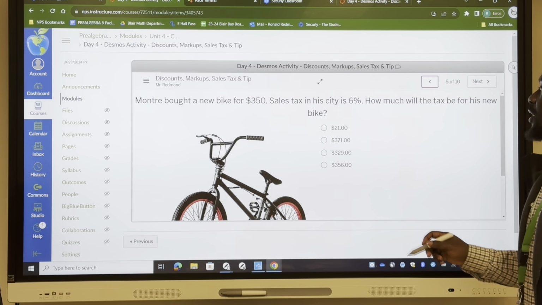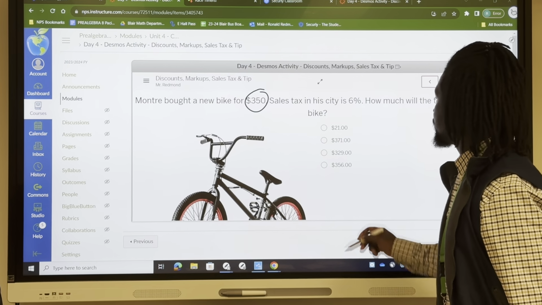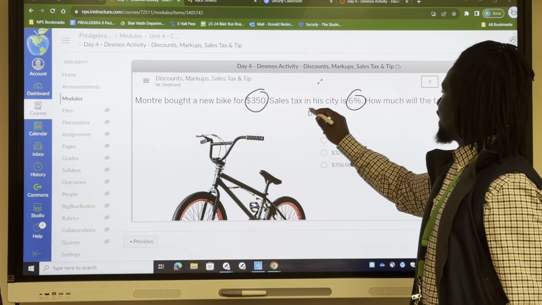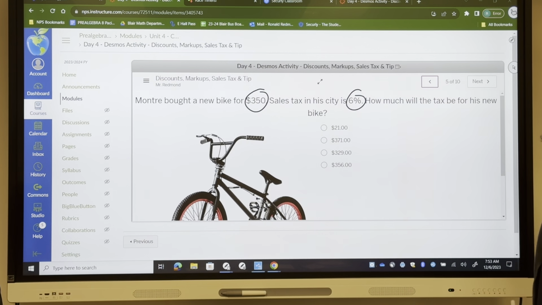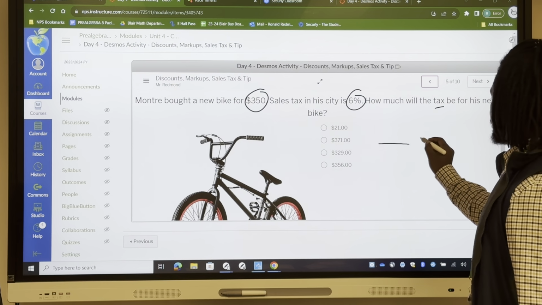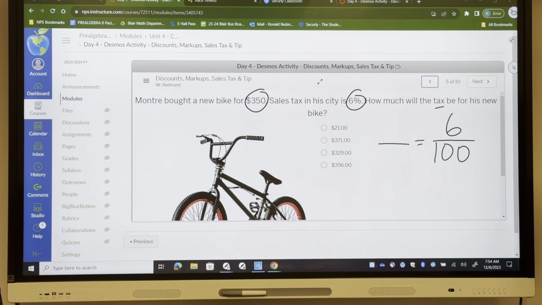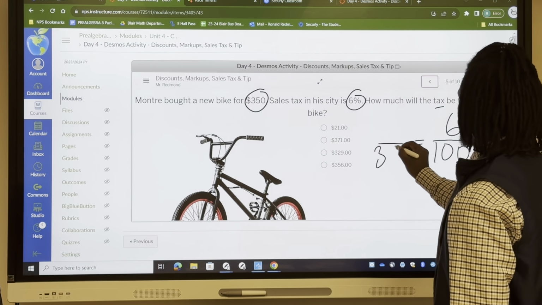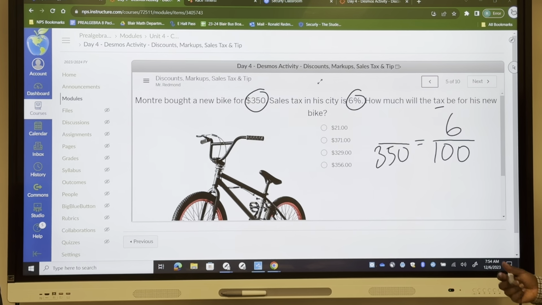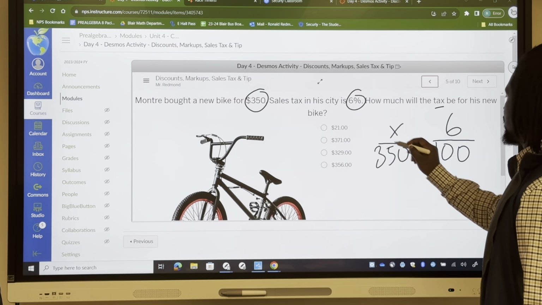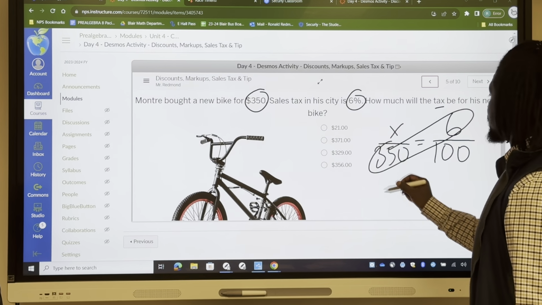Montre bought a new bike for $350. The sales tax is 6%. How much will the tax be for the new bike? So the percent is 6%. The original cost for the bike is $350, and I am looking for the sales tax.